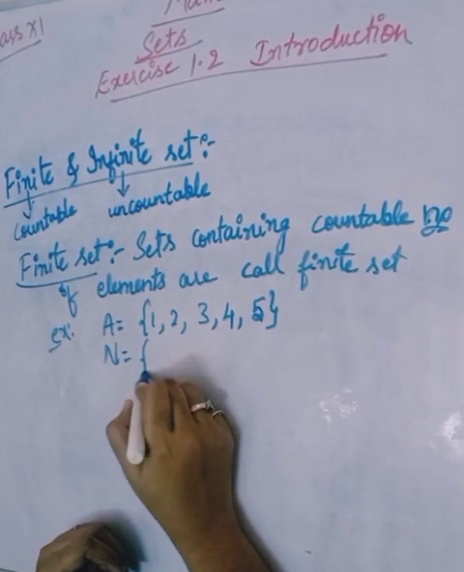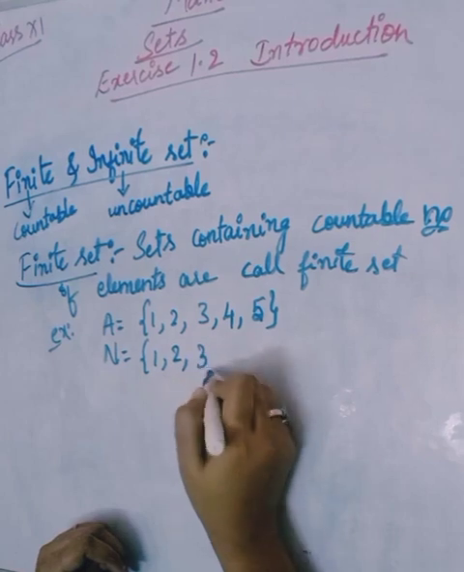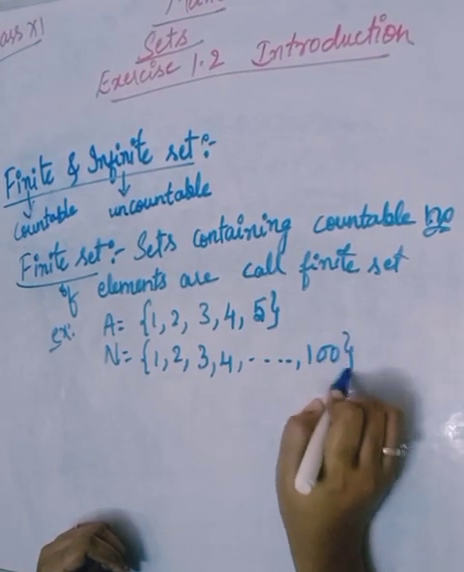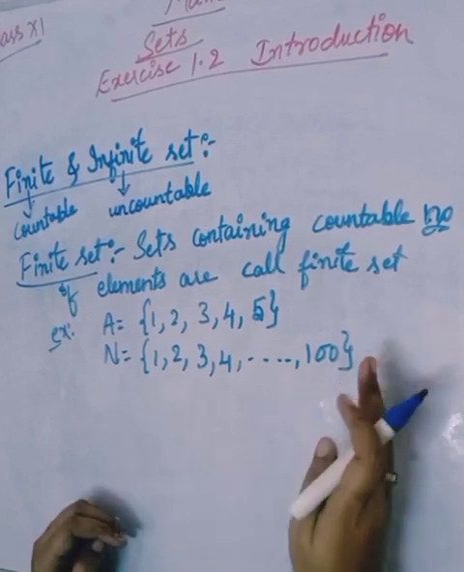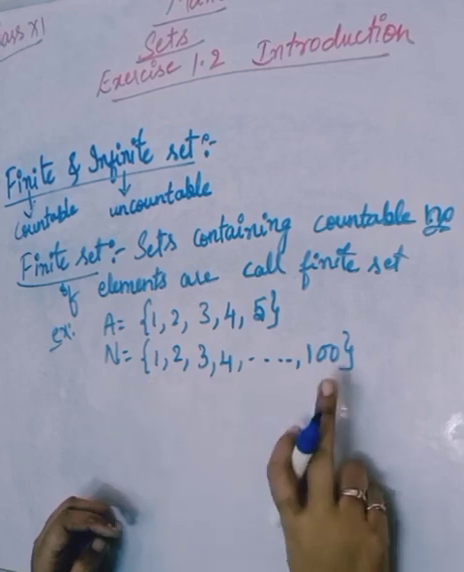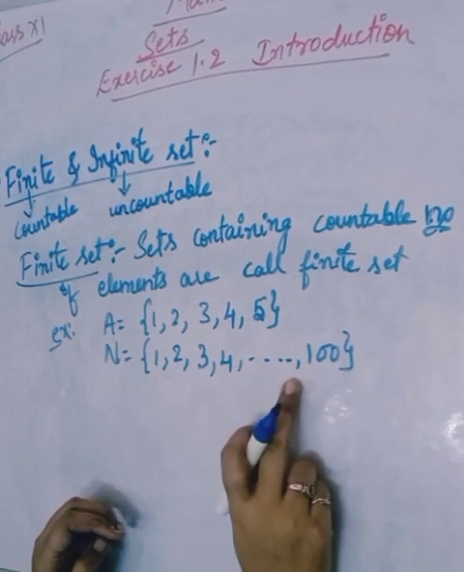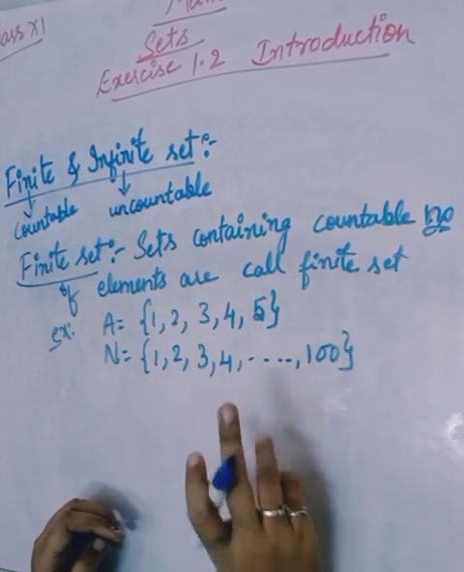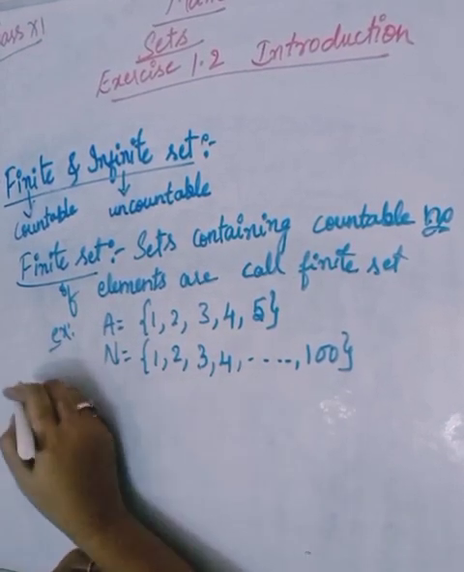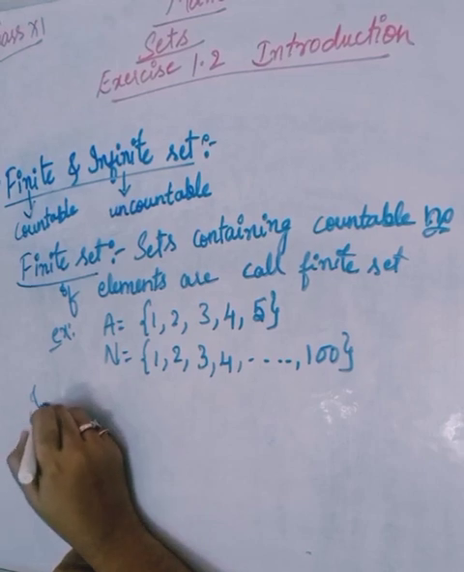N is equal to {1, 2, 3, 4, etc.} till 100. This is also countable because they give a last number till where the numbers will exist. It's starting at 1, ending at 100. In the middle also numbers will exist, they are telling. So that means N is also a finite set. Now we will see the next one, the infinite set definition.